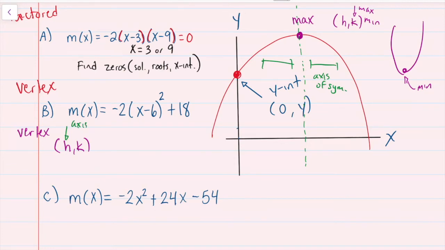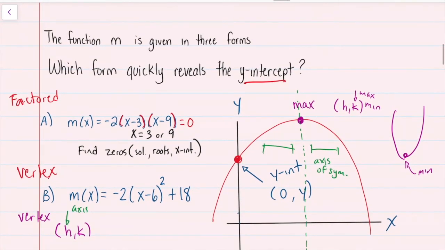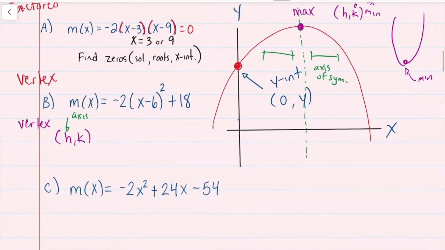Well, let's try to answer the question again. Would the vertex form be good enough to find the y-intercept? No. Because in this case, remember, it's parentheses x minus h squared plus k. In this case, my vertex is 6 and 18. And again, you found the vertex, but you did not find the y-intercept. Look at the last one, guys.